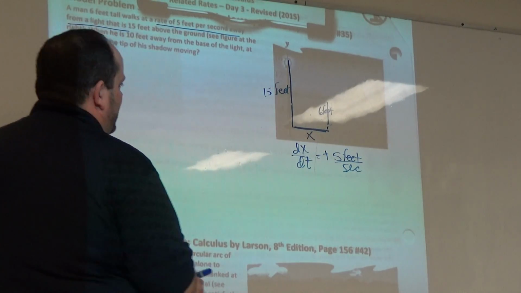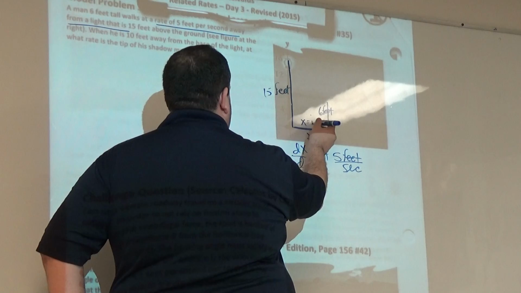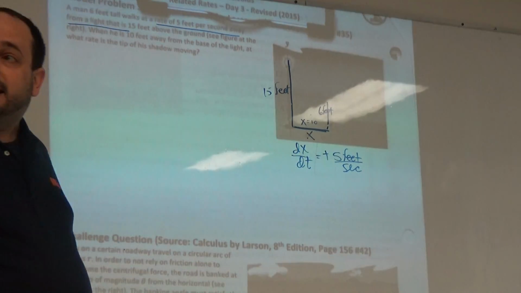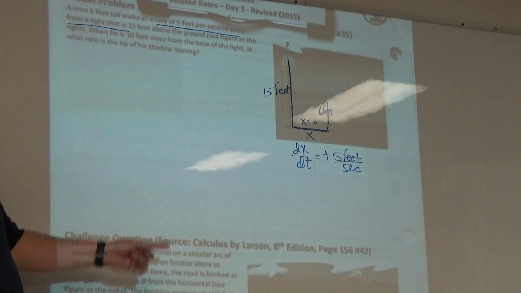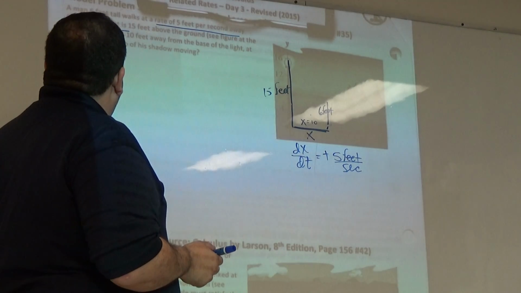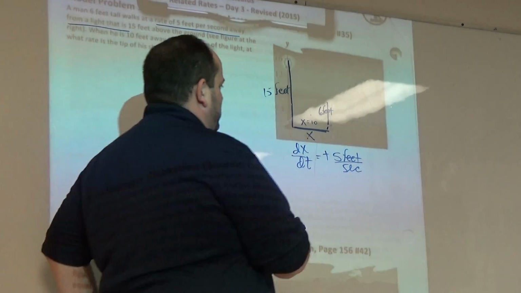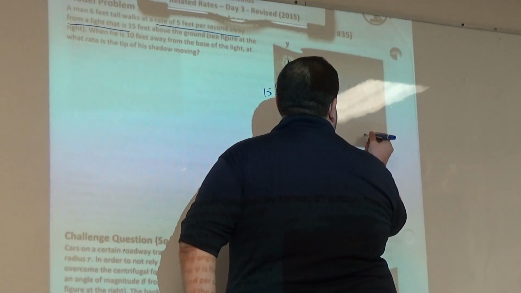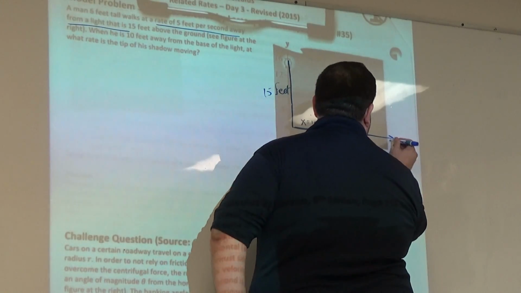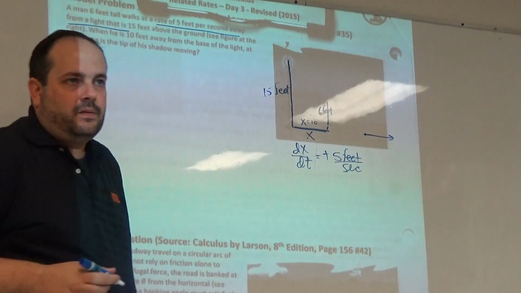And when he is 10 feet away, so there is a moment, right? There is an instant when he's 10 feet away from the base of the light. At what rate is the tip of his shadow moving? I want to know how fast the tip of the shadow is moving.